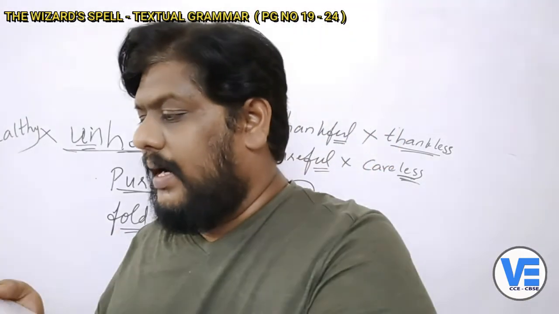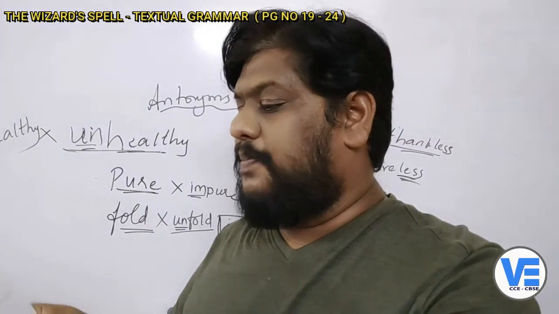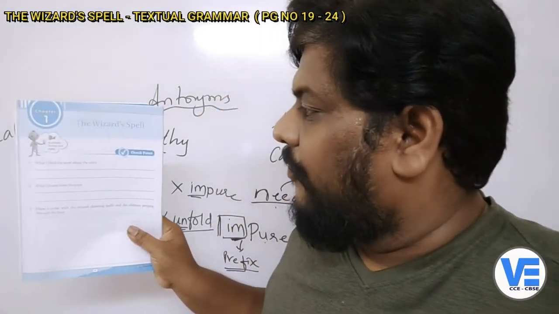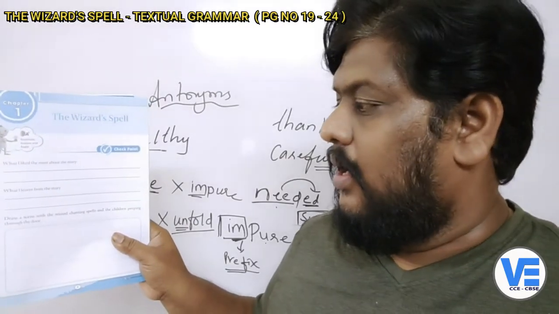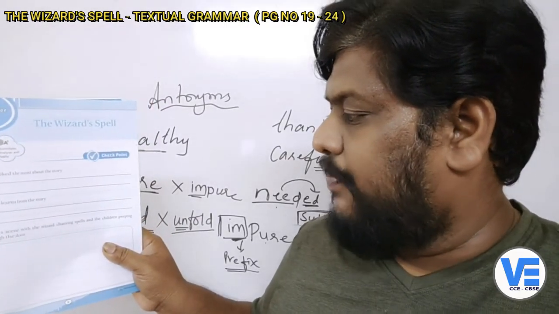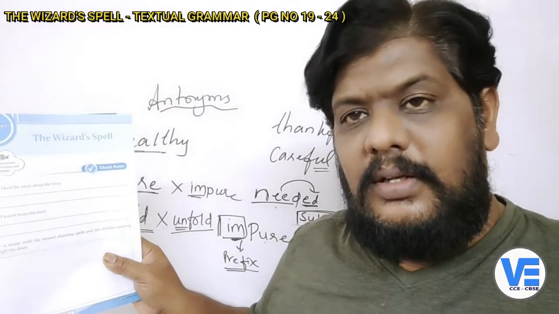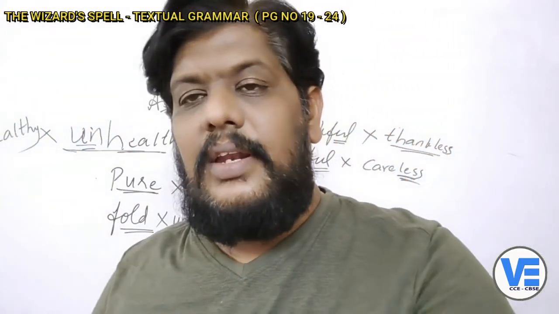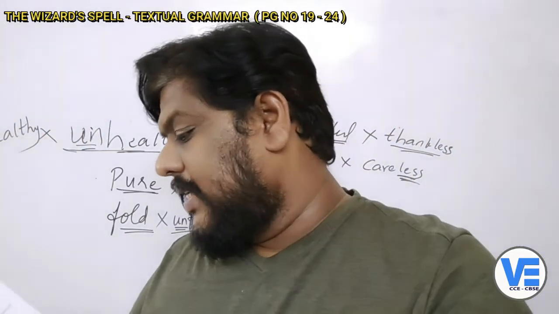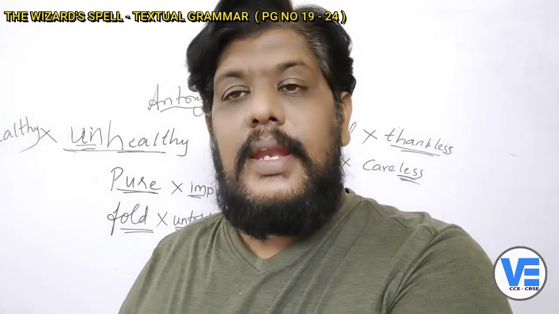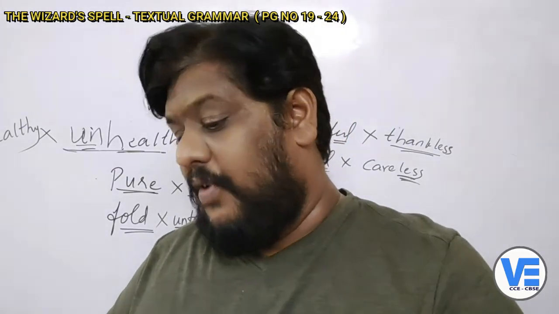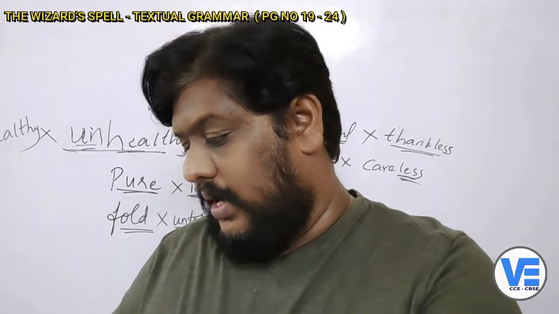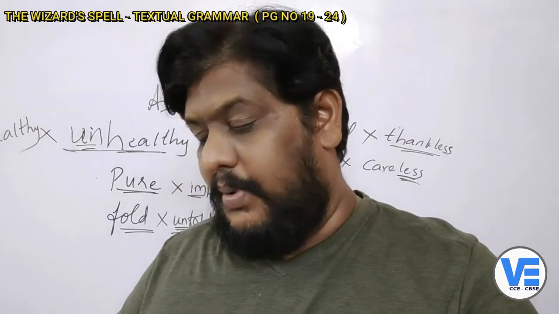So we have read The Magician's, the Wizard's Spell. So the first question is what I like the most about the story, what I learned from the story. Draw a scene with the wizard chanting spells and the children peeping through the door. So like this, several questions are there. Okay, all these questions need to be written by you. Okay, so if you need any help, you can call me out. Okay, and I'm always there to help you out.